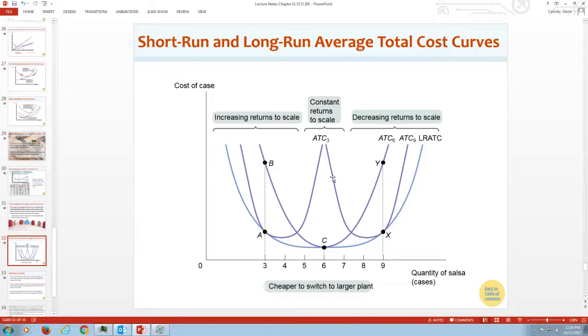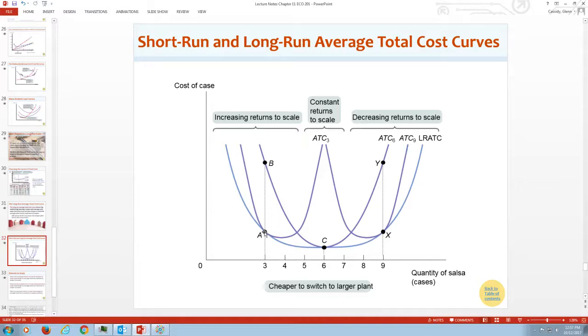So here we could look at three different curves. Here we have ATC3, so this would be low fixed cost. ATC6 is this curve right here. This shows a medium size facility, so it has a medium amount of fixed cost. And then ATC9, that says the largest facility has the highest fixed cost.